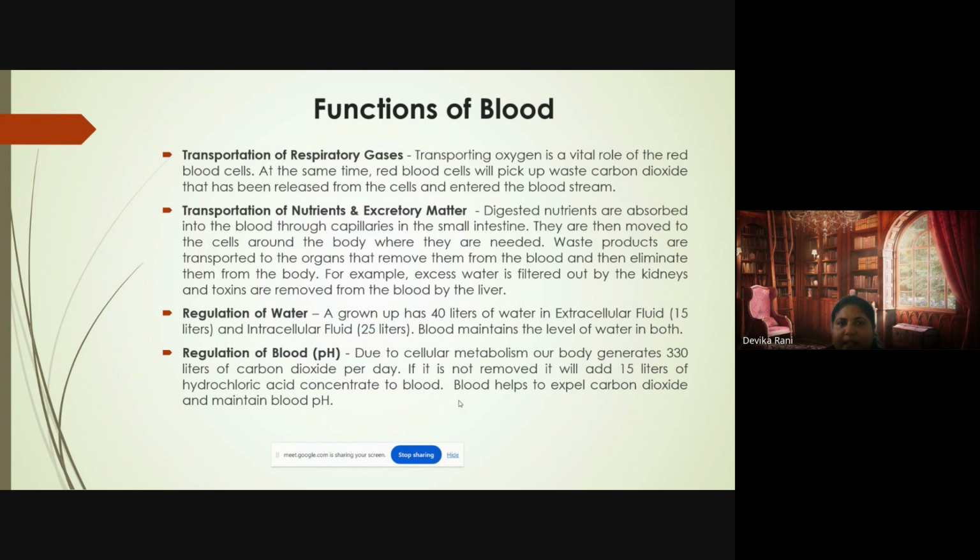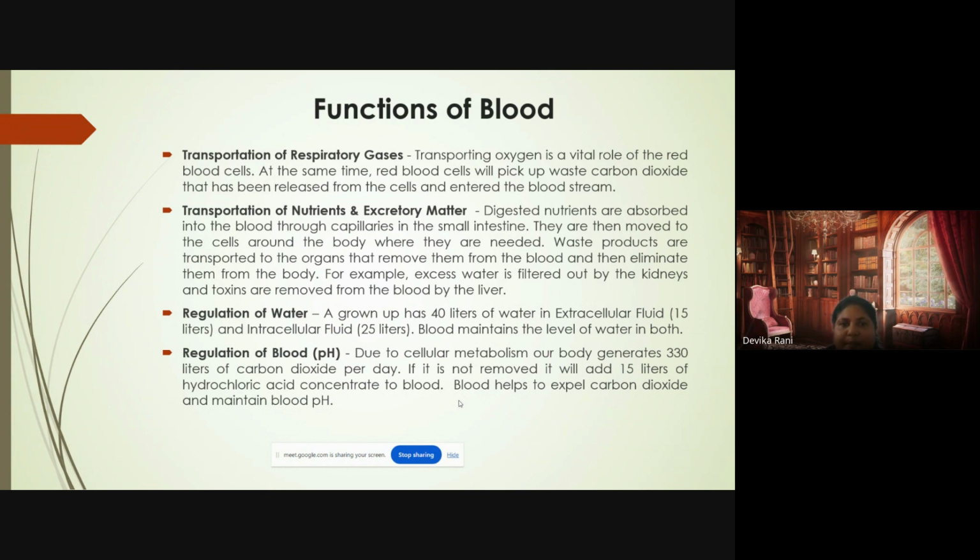Transportation of nutrients and excretory matter. Digested materials are absorbed into the blood through capillaries in the small intestine. They are then moved to the cells around the body where they are needed, because it is required by the body, without which the cells will not be able to function, without the oxygen or the nutrition. This we had discussed earlier. So it is the function of blood.